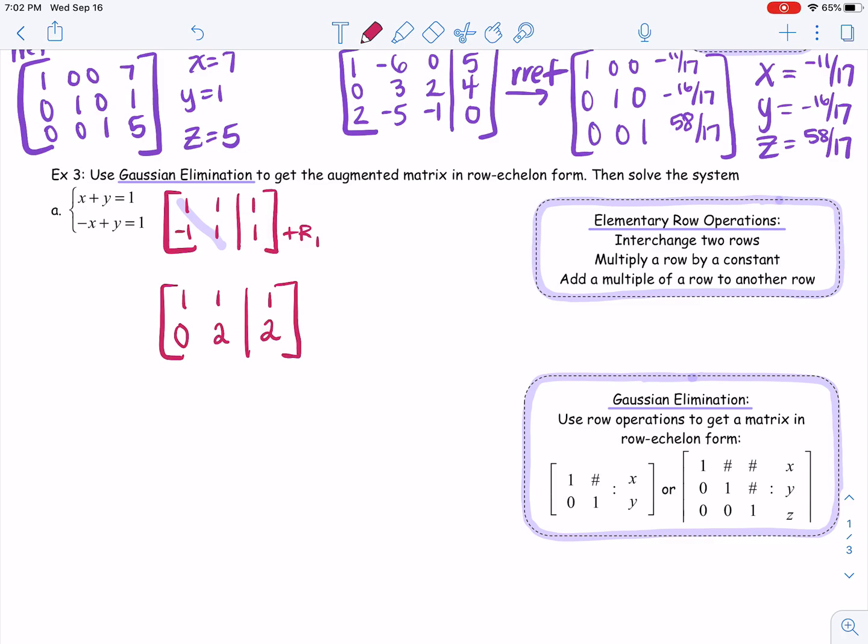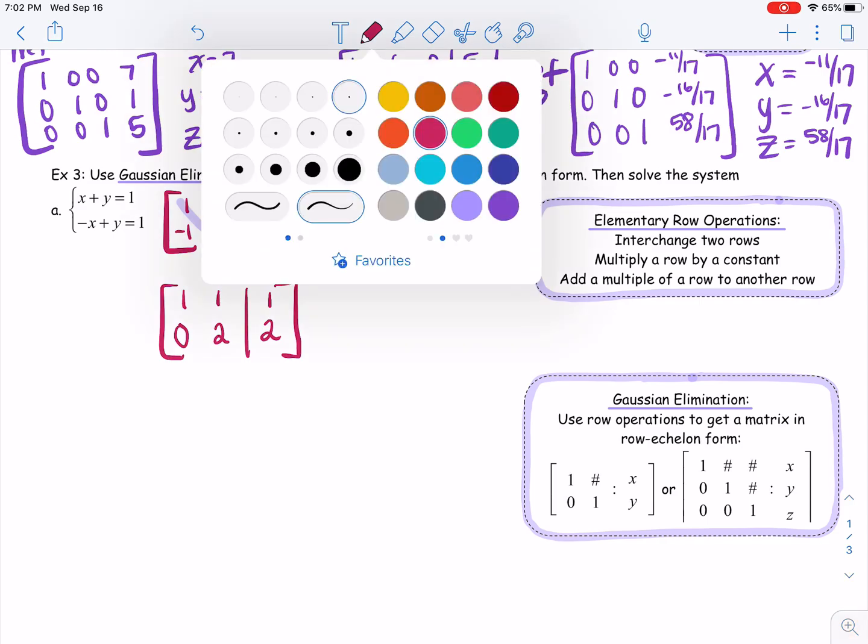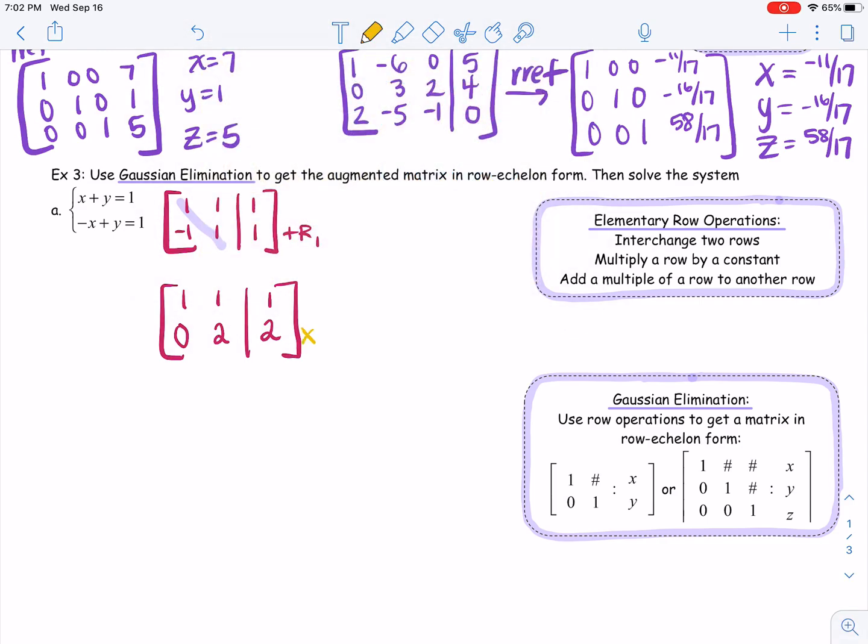And what I can do now is multiply this second row by 1/2. I can multiply a row by a constant. 1/2 is a number, that's fine. And when I do that, I don't mess up my top row. I don't mess up my 0 because 0 times anything is 0. And I get my 1 back, and then this also turns into a 1. I have ones along my diagonal and I have a 0 underneath the diagonal. This is row echelon form.